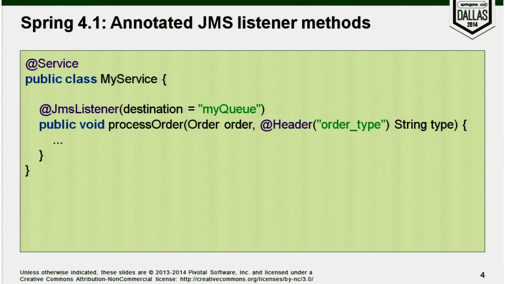Makes a lot of sense, in particular in applications with lots of messaging endpoints, where you don't want to implement a message listener type for each of those endpoints, but rather a method, where the granularity of the method-based model is a much better fit.